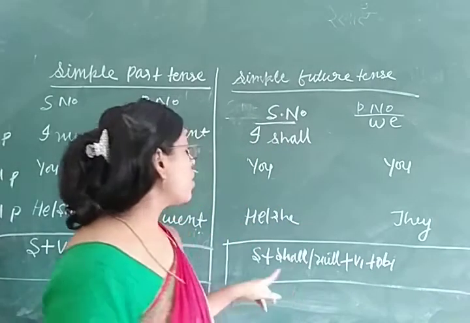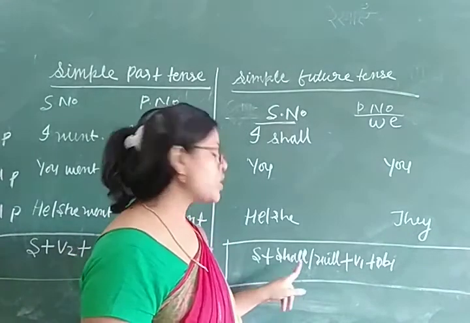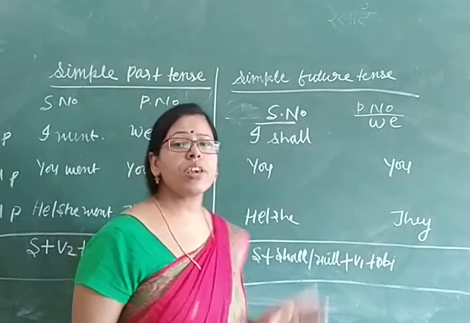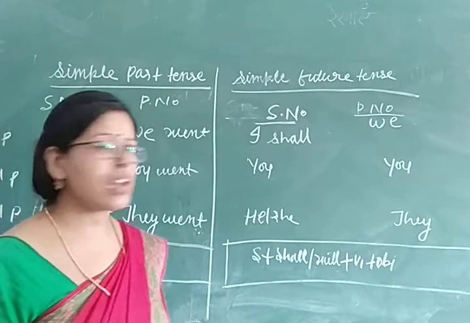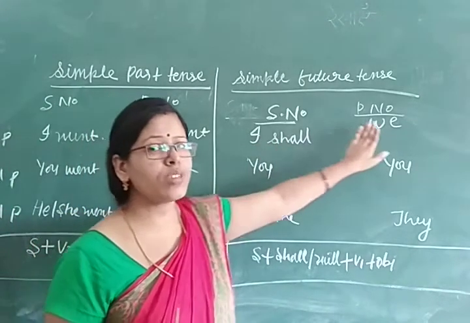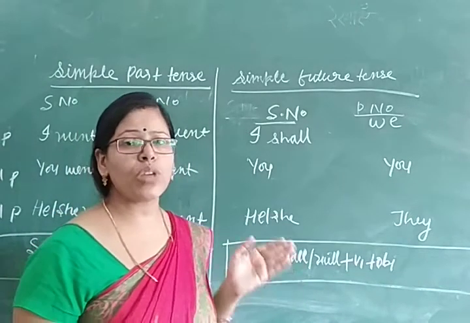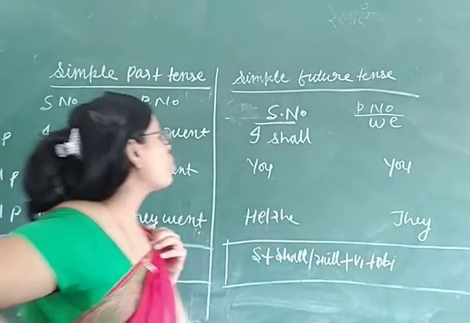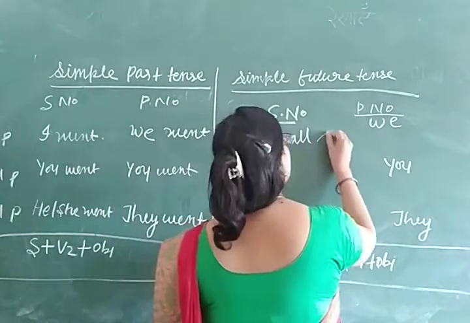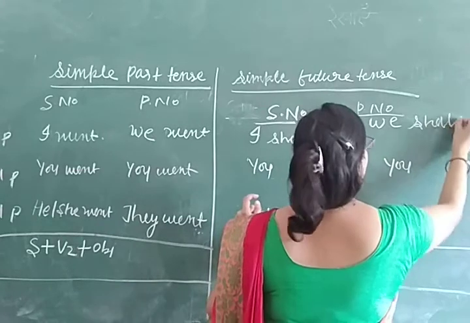Alright. Now you need to understand here. This is helping verb shall and will. We use helping verb shall only along with I subject and we subject. Apart from this, everywhere we use will helping verb. So what we will write here? I shall go, we shall go.